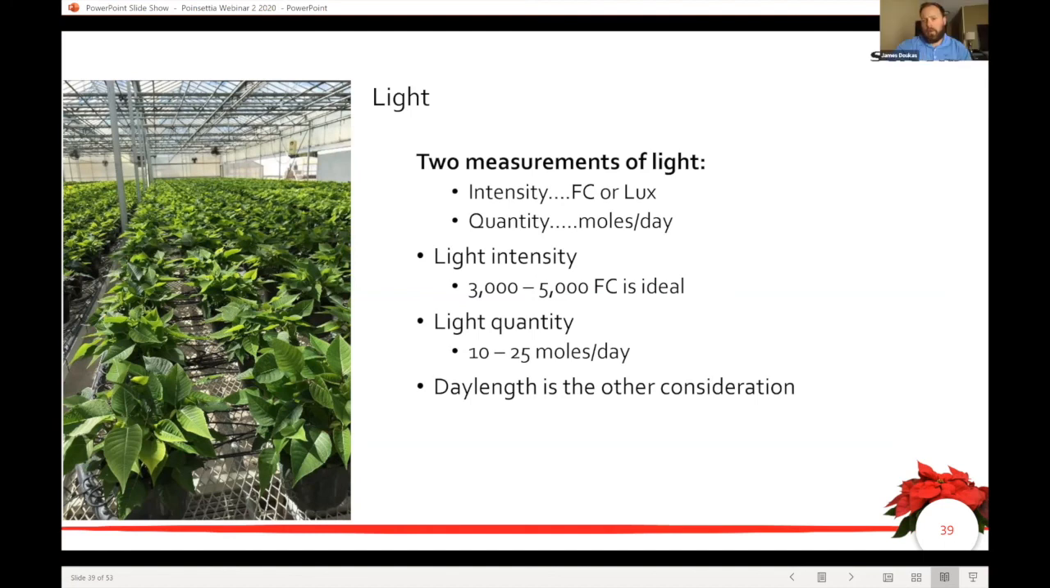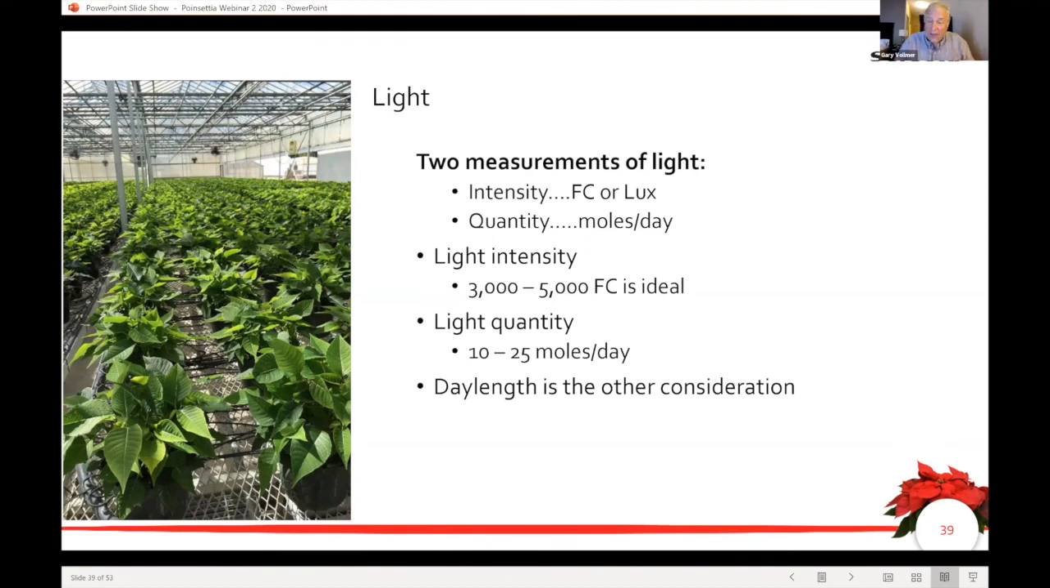Hey, Gary, we had a question on the last webinar about using LEDs in propagation, and LEDs as far as finishing a poinsettia crop. Where do you fall on that, and do you see that more widespread? Well, honestly, with the time of year you're propagating a poinsettia, I think LED in poinsettia propagation is just not necessary. You don't need a lot of light to propagate a poinsettia. So I don't think it's necessary.